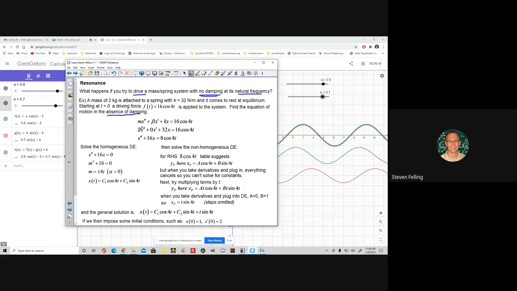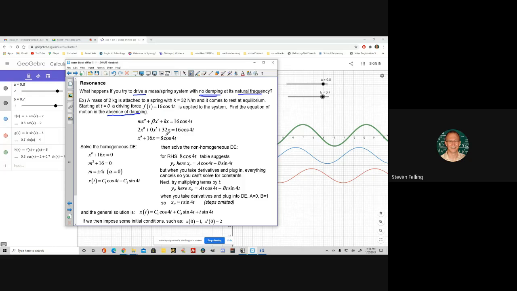We have a 2 kilogram mass. This is expressed already in mass terms. The damping, it was said there's no damping, so the damping constant would be 0. The spring constant that we were told is 32, and we have our driving function. So if we divide everything by 2, we get x double prime plus 32 divided by 2, which is 16x, equals 8 times cosine of 4t.